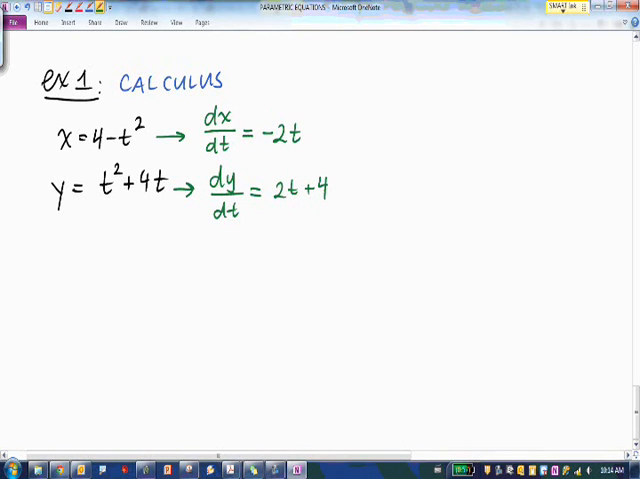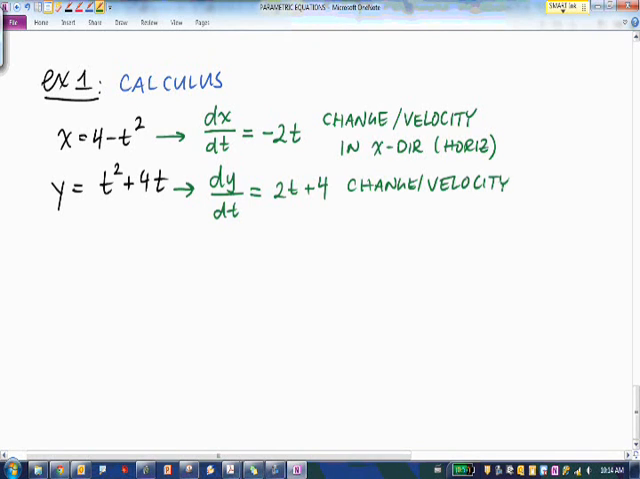dx/dt is pretty much how I'm moving in the x direction with respect to time. So you can view this as the change or the velocity, for you more physics-minded students, in the x direction. So horizontally, how is it moving? And you can think of dy/dt as the change or the velocity in the y direction. Okay, so let's plug in some numbers and actually try to interpret that.